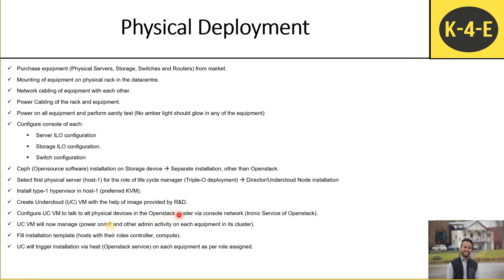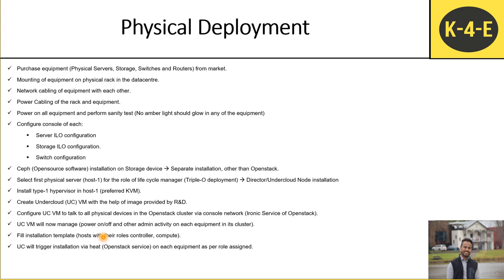Now you can see the first node is installed with the Ironic service. Then the VM will manage power on, power off, and all admin activities for its cluster. You fill the installation template. Nowadays the installation is automatic. You don't do all the tasks manually, like installing all services one by one, doing configuration, configuring Nova or compute manually, or defining your PCS cluster. Everything is pre-installed. You simply fill the template and let the installation take care of everything.